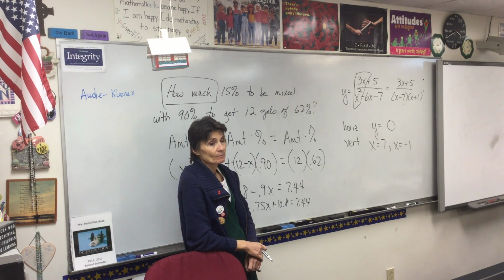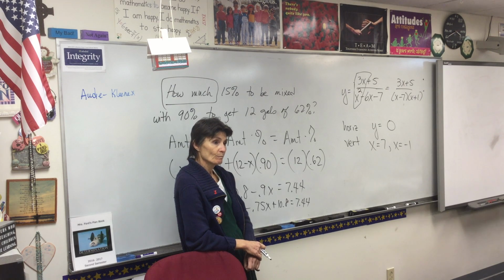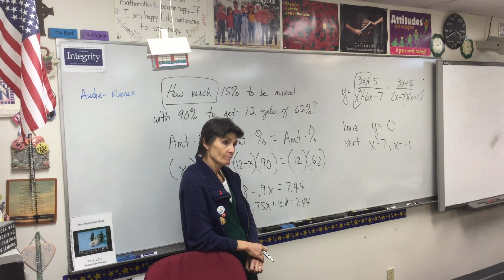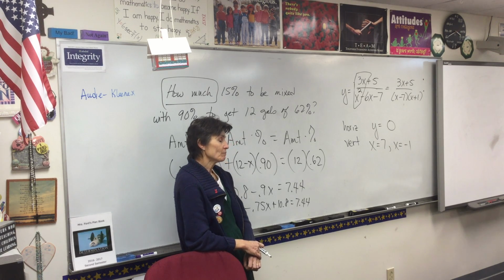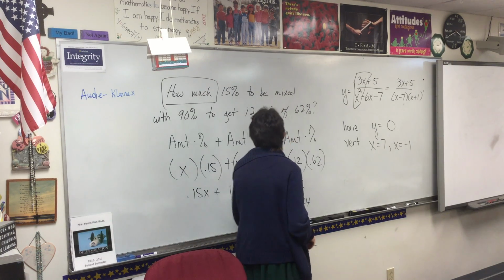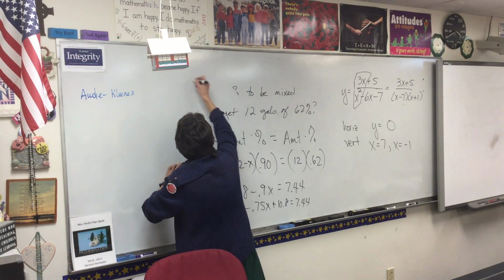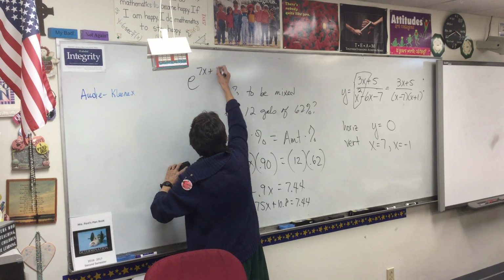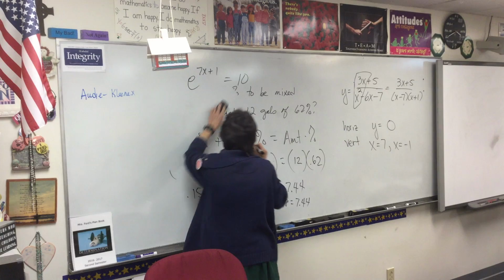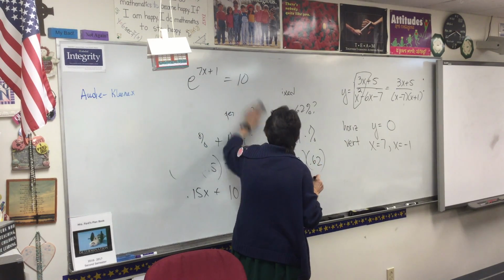Miss Ford, when you're doing an exponent problem, what does the problem say? It's e to the 3x minus 1 equals 5. Okay, when we come back from lunch, we are going to start with a problem like this. Solve e to the 7x plus 1 equals 10. We're going to start with that.